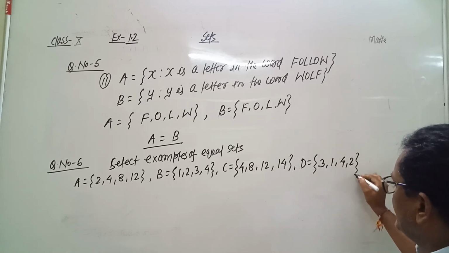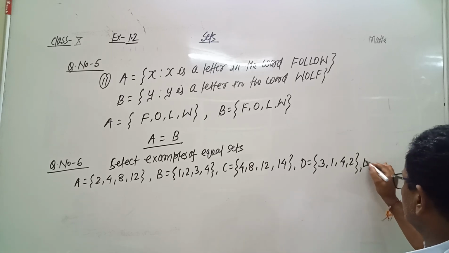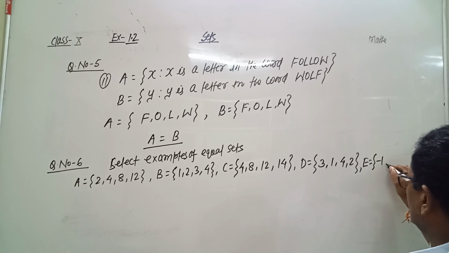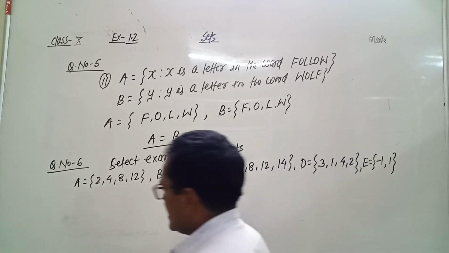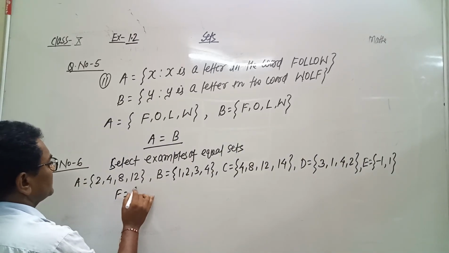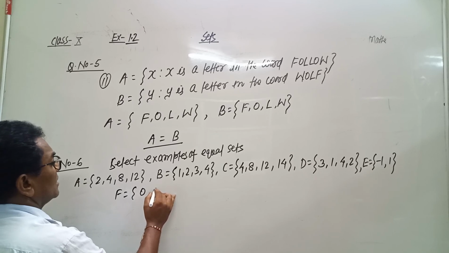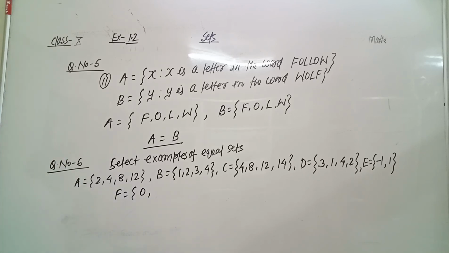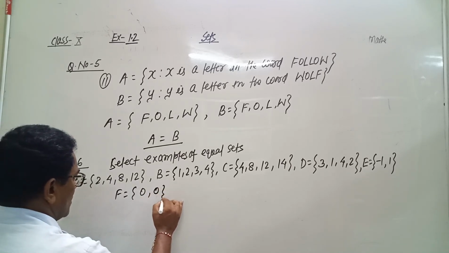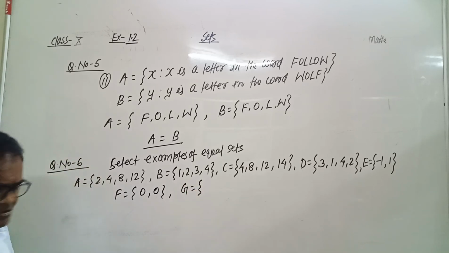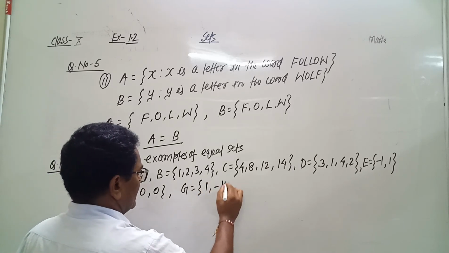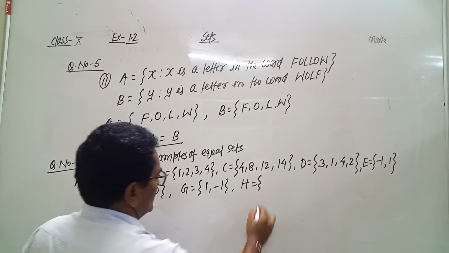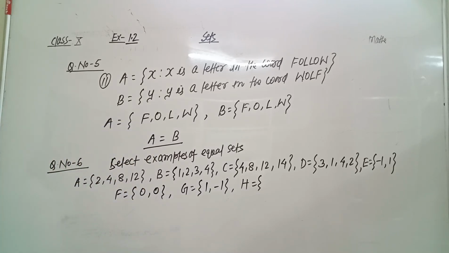Then set E equals {minus 1, 1}. And F equals {0, 0}. Set F equals {0, 0}. And set G equals {1, minus 1}. And set H equals {0, 0, 1}.